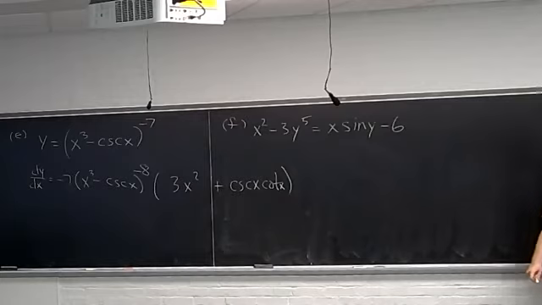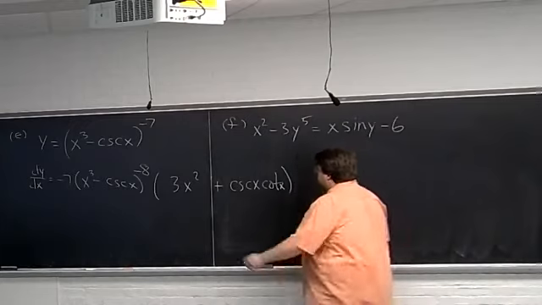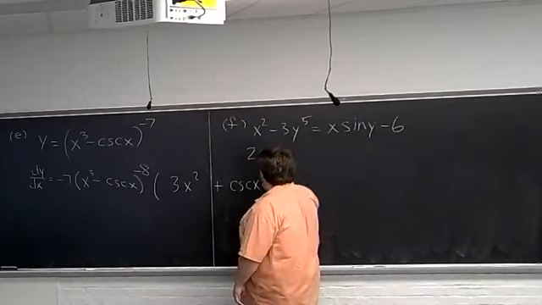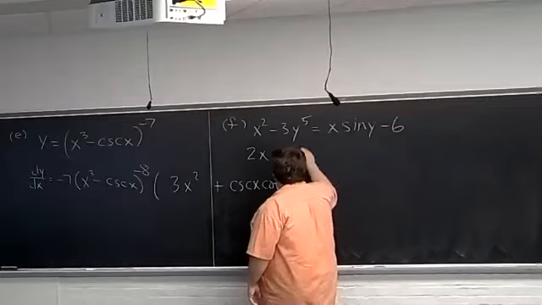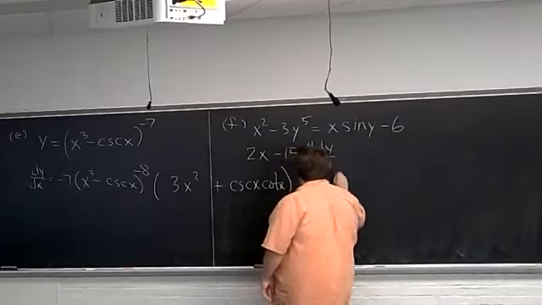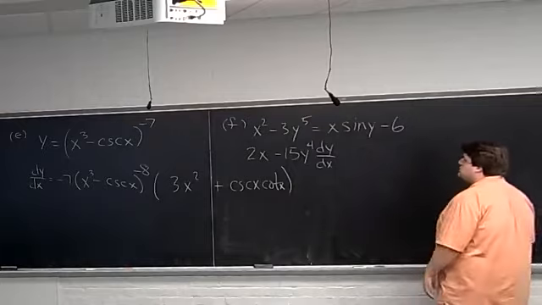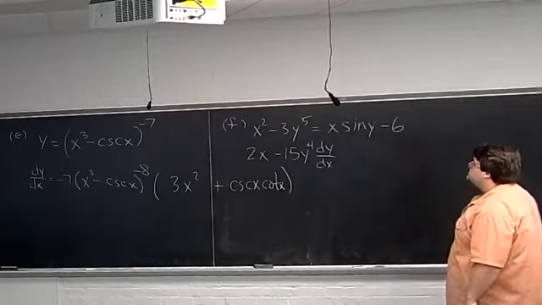But what we can do is differentiate implicitly and then apply a chain rule. dy/dx's will appear by chain rule, and then solve for dy/dx. Differentiate with respect to x, we get 2x minus 15y to the 4th, apply chain rule. Because we're differentiating y with respect to x, you need the chain rule, dy/dx.